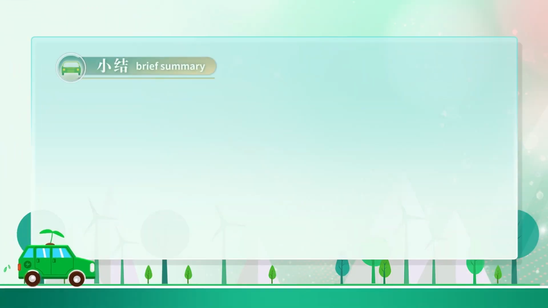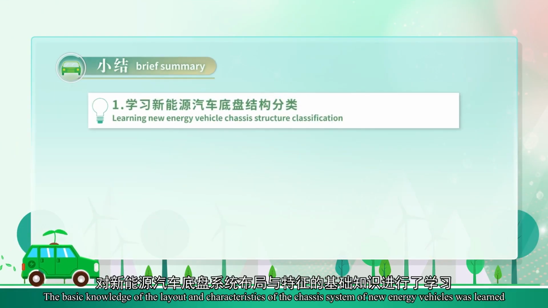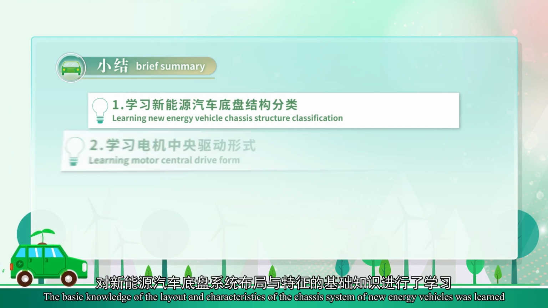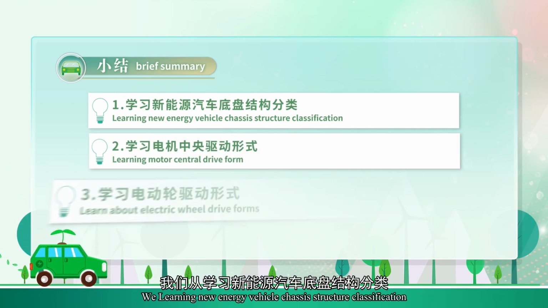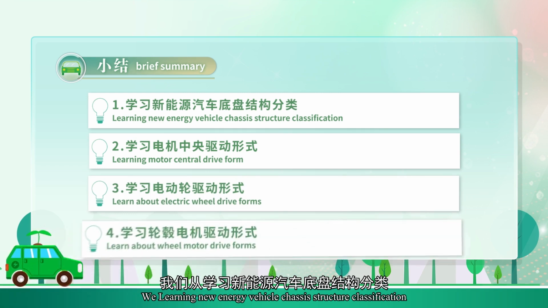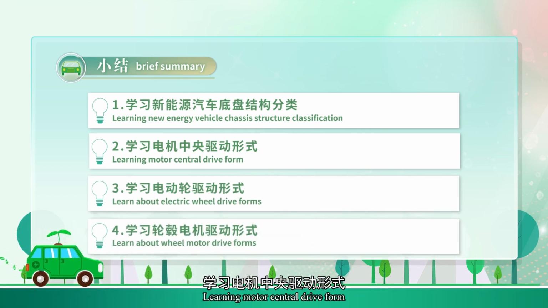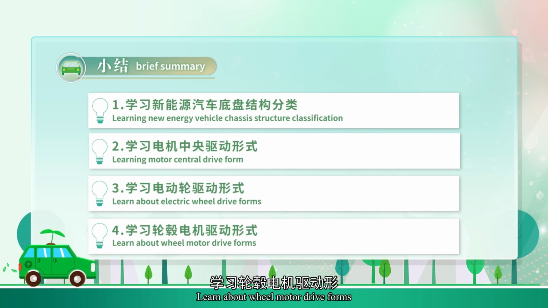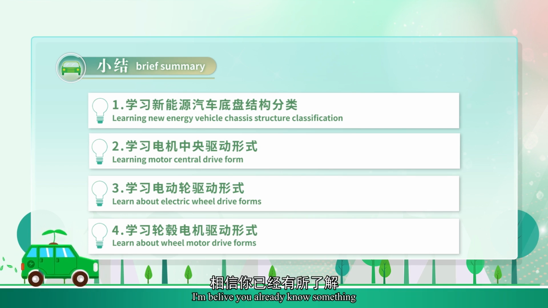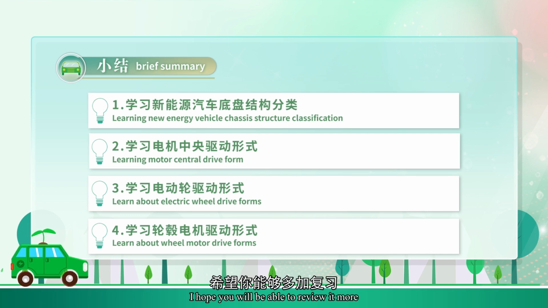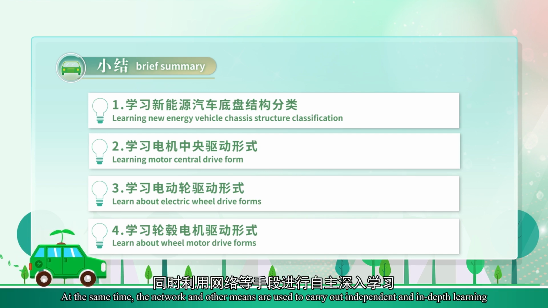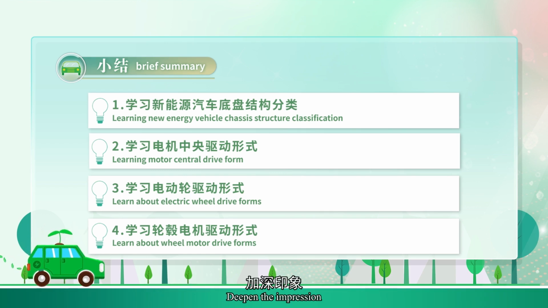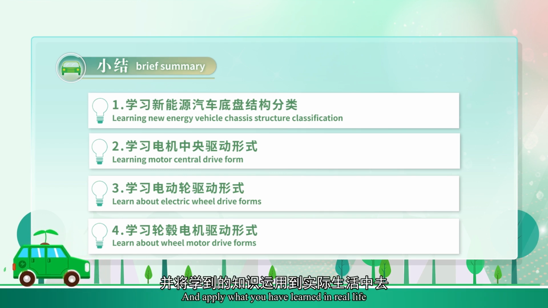In this course, we learned the basic knowledge of the layout and characteristics of the chassis system of new energy vehicles from 4 aspects: learning new energy vehicle chassis structure classification, learning motor central drive form, learning about electric wheel drive forms, and learning about wheel motor drive forms. I believe that you have already understood, and I hope that you can review more and at the same time use the internet and other means to conduct independent and in-depth learning, deepen your impression, and apply the knowledge you have learned to real life.